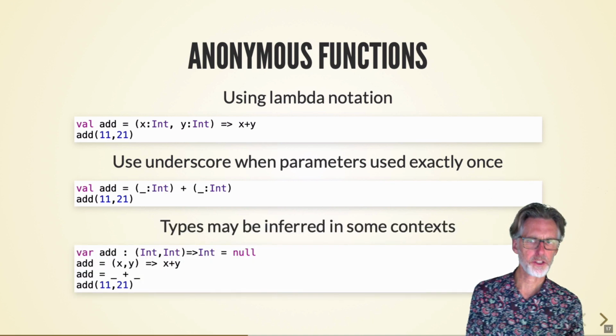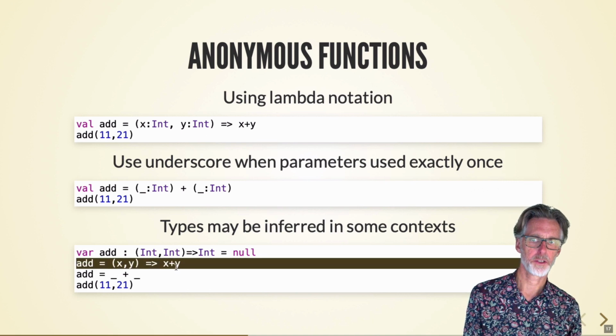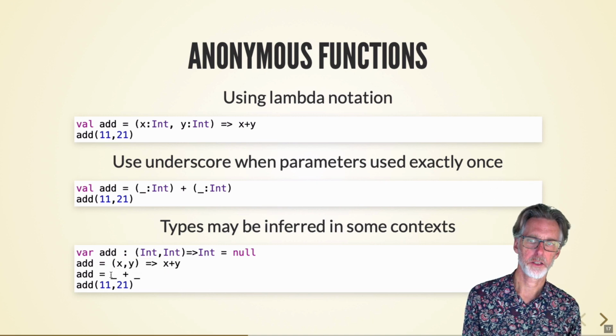And if there's sufficient type information sitting around, you can leave the types off. If I want to define the lambda abstraction version of it, I can write it that way. And here's the underscore version.